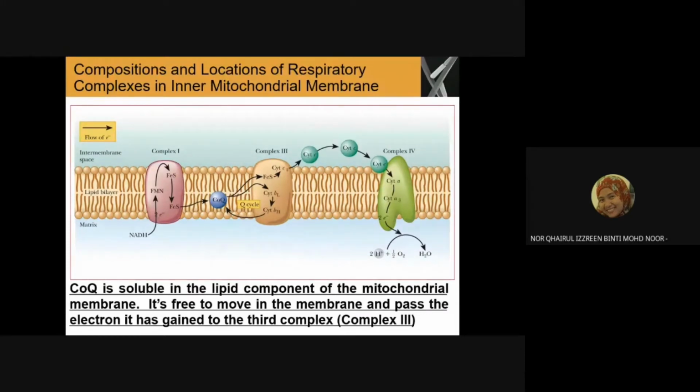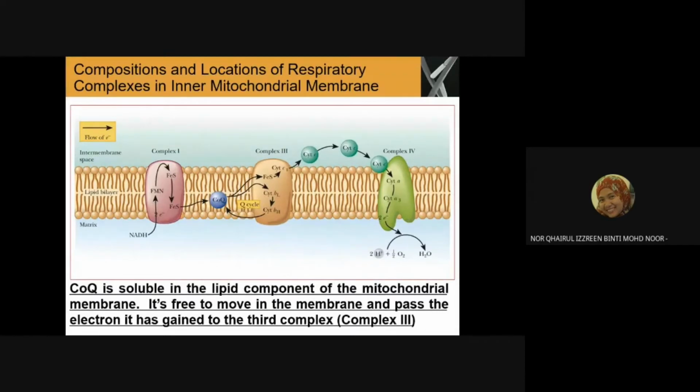So the Rieske center here is at the center of this complex number 3. Here the 2 electrons follow different pathways. One electron moves to the 2Fe-2S iron-sulfur cluster, the group of the Rieske center. Remember, the Rieske center contains 2Fe-2S.